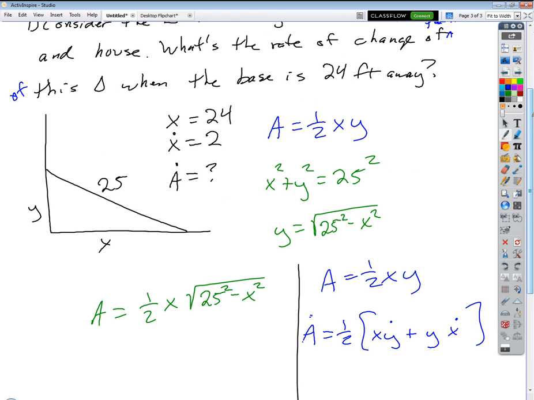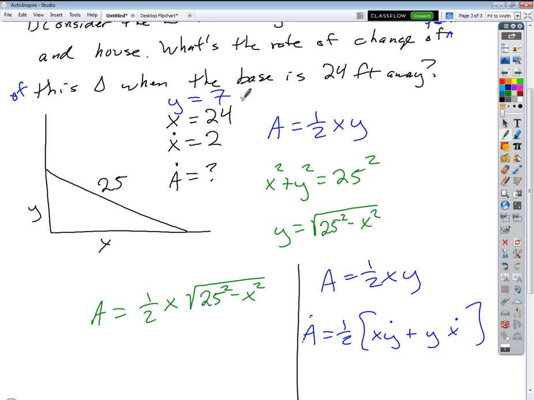We know that when x is 24, y would just equal the square root of 25 squared, which is 625, minus 24 squared. It equals 49, and then if you take the square root, it's 7, right? It's a 7, 24, 25 right triangle. So we're going to get y equals 7, that's easy.